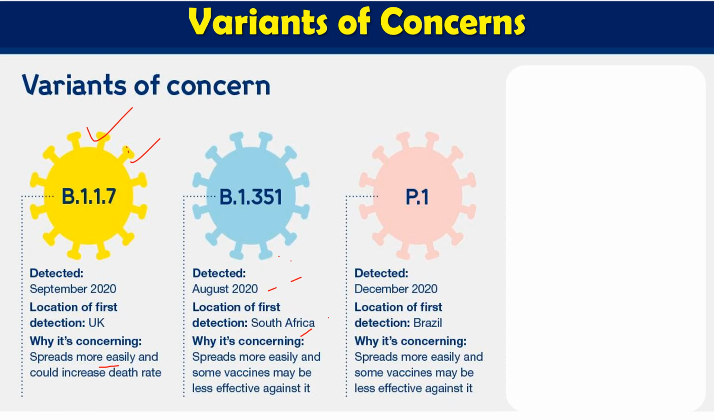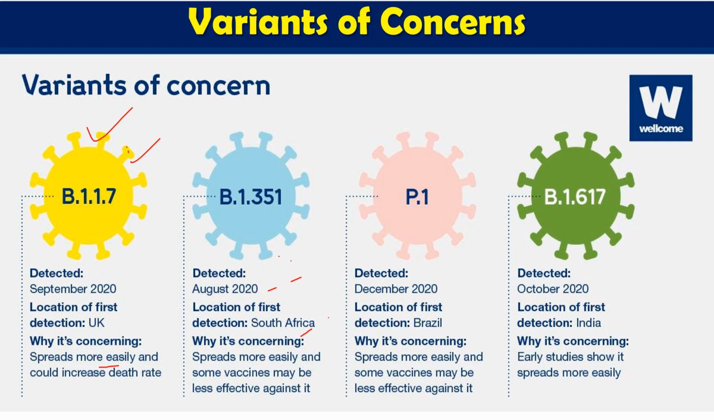The third one is the Brazilian variant, called P.1. It was first detected in November or December 2020, and it was declared a variant of concern on 11th January 2021. It also spreads. So in all the variants, one thing is common: their transmission rate is very fast. And the fourth, B.1.617, was detected in October 2020 in India, and it was declared a variant of concern on 11th May 2021.